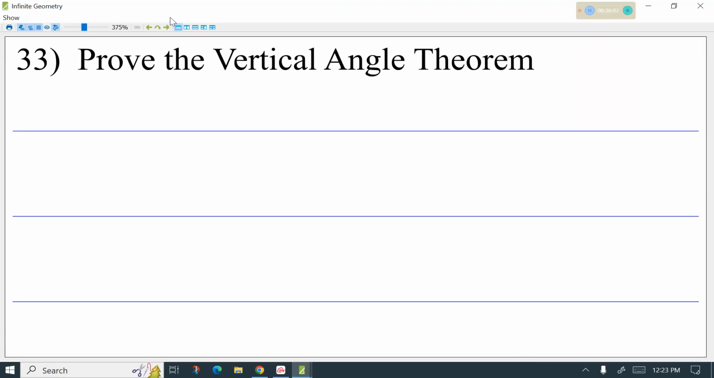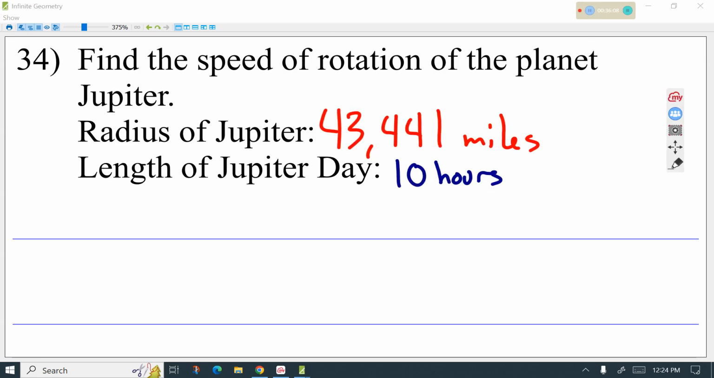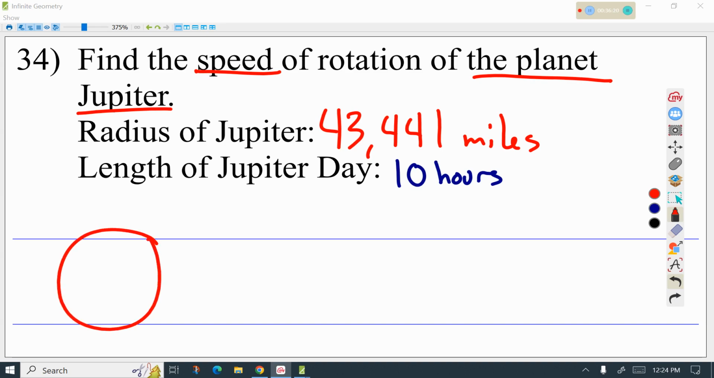Okay. At this point, we have an example of a planet speed. So let's try this one. In this case, we know that we have to find the speed of the rotation of the planet Jupiter. We've done these in class a lot, and so we understand that a planet is round and that it spins around an axis, so it's like 3D and everything like that.